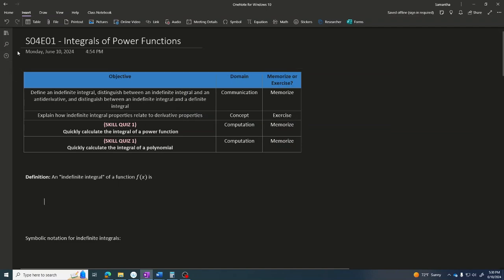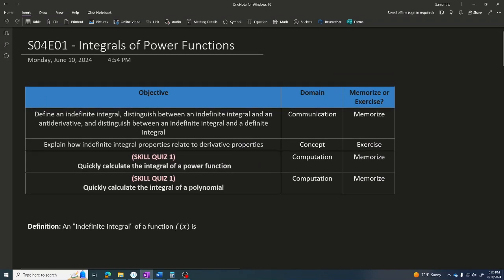Hello everyone and welcome to Season 4. In Season 4 we are going to be learning some tips and tricks to help us to calculate antiderivatives quickly and easily so that we can use the fundamental theorem of calculus quickly and easily to calculate definite integrals.